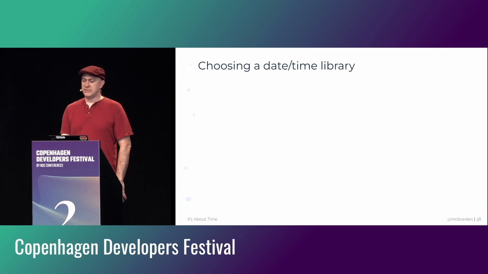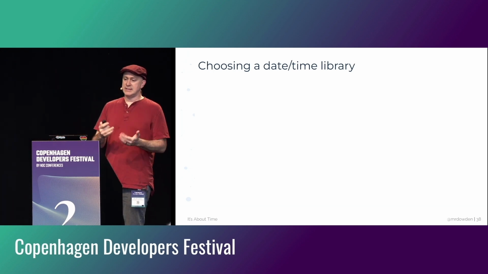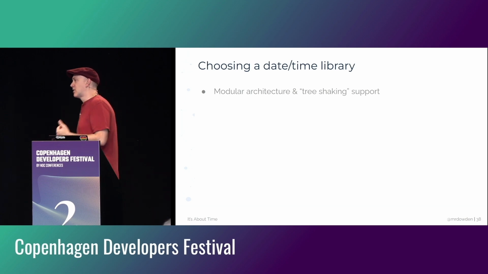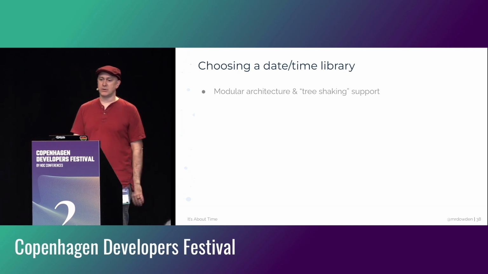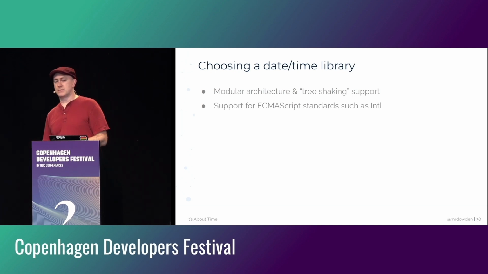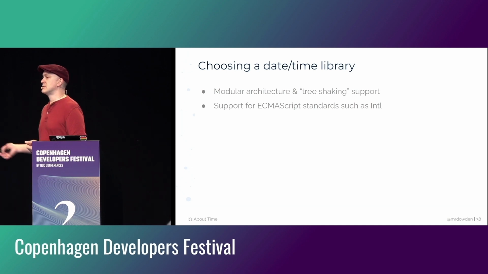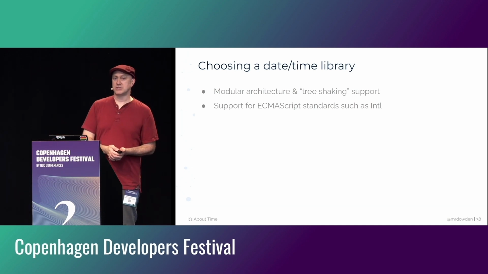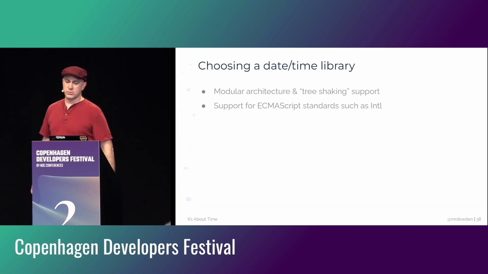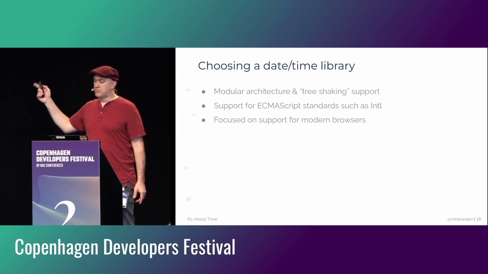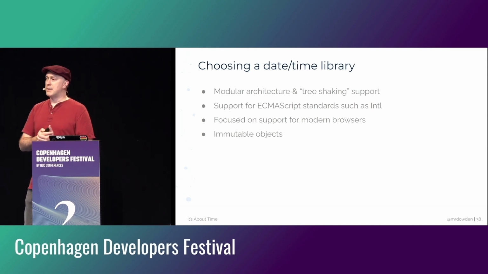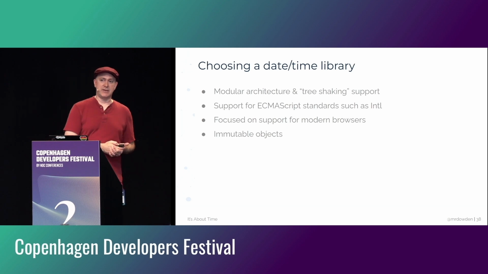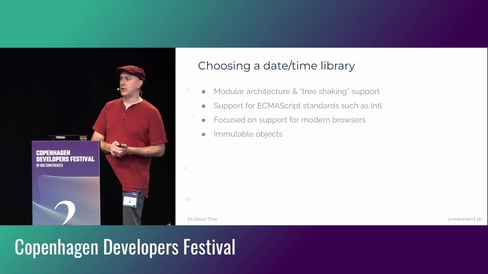Fortunately, we do have something else. But let's talk first about the criteria we should use in choosing a datetime library. First thing is it should have modular architecture. It should support tree shaking. We should only pull in the pieces we actually need to our code and not increase our code weight. It should have support for ECMAScript standards such as Intl for internationalization and new standards that are coming such as Temporal. Really important that we support the standards whenever possible. And finally, it should be focused on support for modern browsers, not just all the legacy browser support. The objects should ideally be immutable so that I can safely pass them around in my application without worry of side effects.